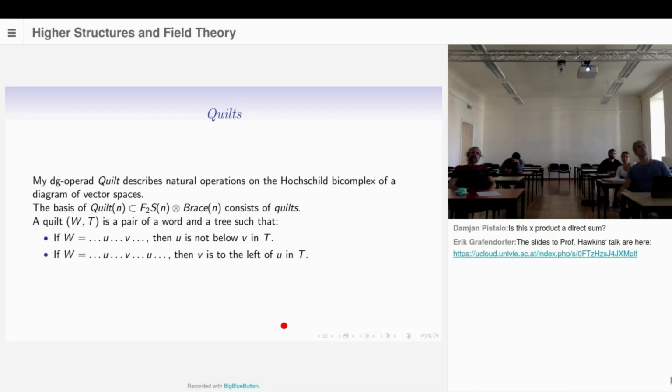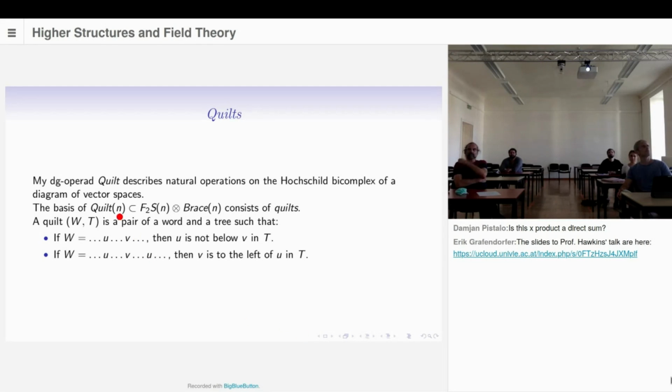Now my first operad is the Quilt operad, which is made by combining these 2 things together. This is a differential graded operad. It describes the natural operations on the Hochschild bicomplex of a diagram of vector spaces. So basically the Hochschild complex that I'm interested in, except I set multiplication to 0, which makes things simpler. This is actually inside the Hadamard product of those 2 previous operads.